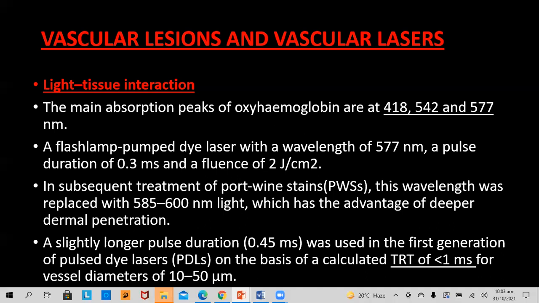A slightly longer pulse duration of 0.45 millisecond was used in the first generation of pulse dye laser on the basis of calculated thermal relaxation time of less than 1 millisecond for vessels with a diameter between 10 to 50 micrometer. These are the small blood vessels which are located mainly in the papillary dermis. So for targeting the vessels in papillary dermis in fresh or early port wine stain, that is in an infant, the pulse duration of 0.45 millisecond is sufficient, as this pulse duration will be able to target the vessels twice, as the vessels have a thermal relaxation time of 1 millisecond.